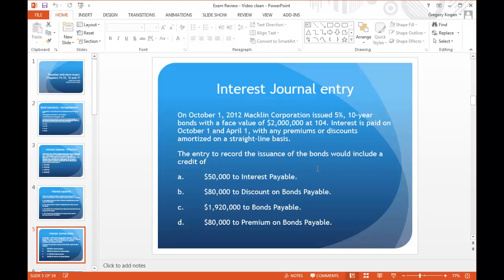Interest journal entry. This company issued a bond, and now we're asking, what is the journal entry regarding this bond issue? So the question is, what do we record as a journal? So we know we have 2,080,000 because that's being issued at 104. So you know that we're going to have that as coming in as cash.